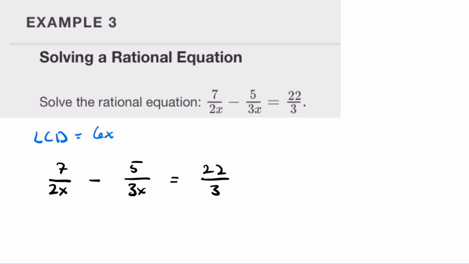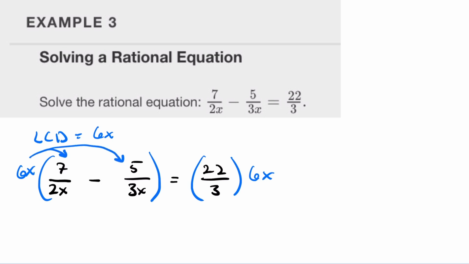Okay. So again, we said we can multiply the left-hand side and the right-hand side by the LCD. So this times 6x and this times 6x. So now when we multiply the entire left, we need to distribute. Okay. So then what that's going to give us, we're going to have this 6x here. We're going to have one about here. That's going to be 6x times 7 over 2x minus 6x times 5 over 3x.